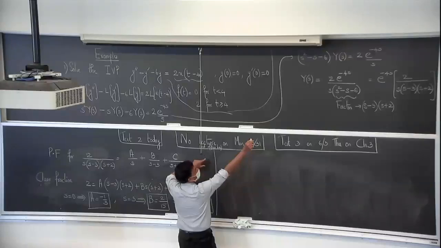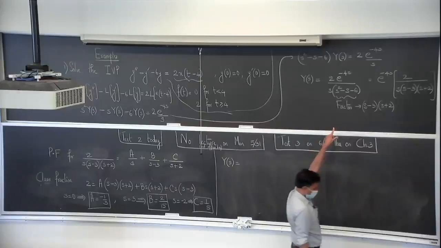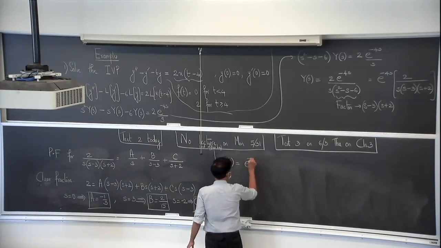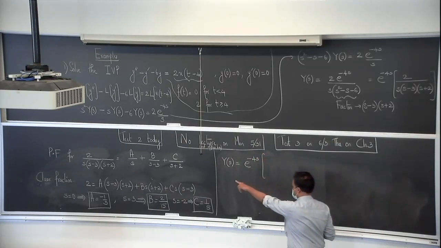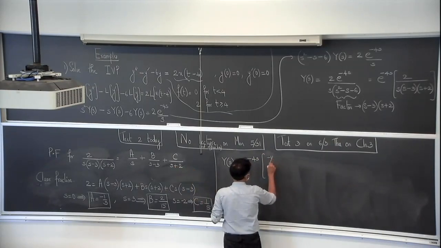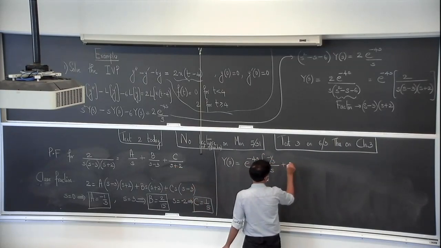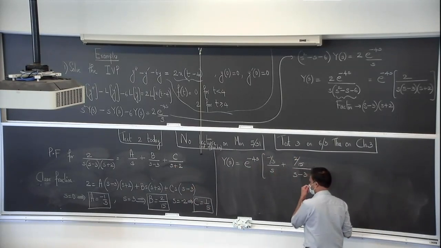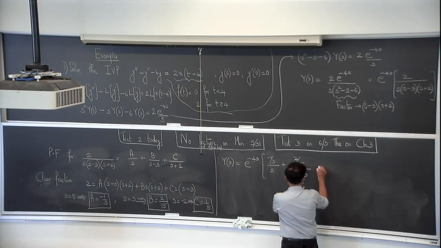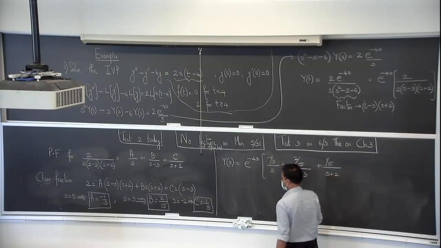All right, so this is back to y of s. Don't forget your golden term there, e to the power of negative 4s, times this set of terms, which is negative 1/3 over s plus 2/15 over s minus 3 plus 1/5 over s plus 2.